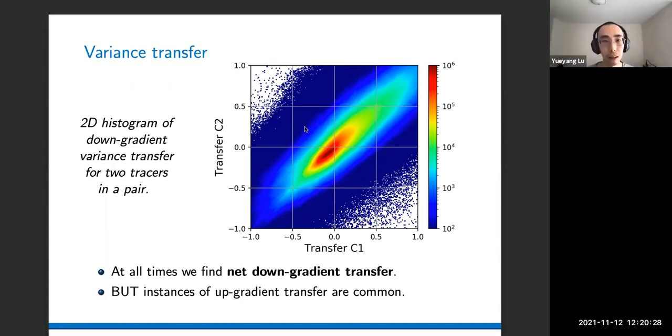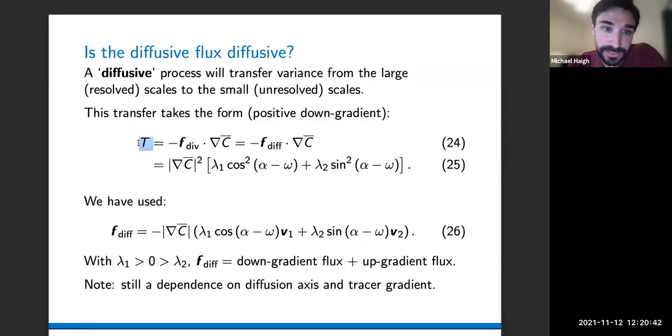Okay. But their net effect, you found that the net effect is downgradient, right? Yeah. So when I say net here, I mean the domain mean. The domain mean of this, for all instances and for all the tracers that I've looked at, it's always been positive. So it's always been a domain mean downgradient flux, which is at least slightly reassuring. We don't have these domain mean upgradient fluxes, because that would be even more difficult to parameterize.